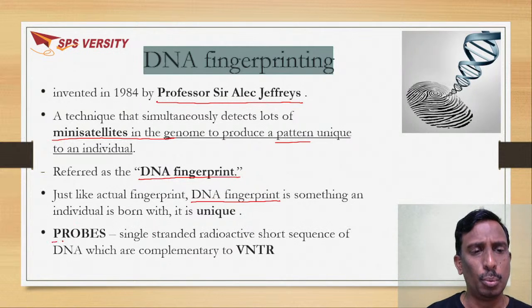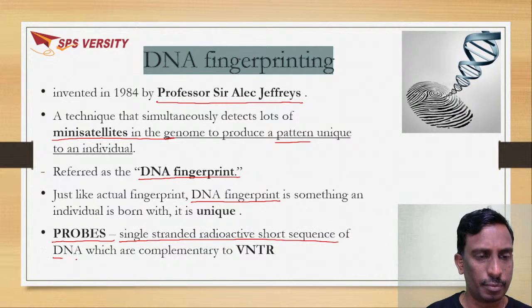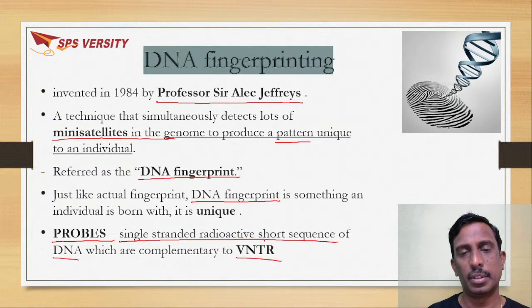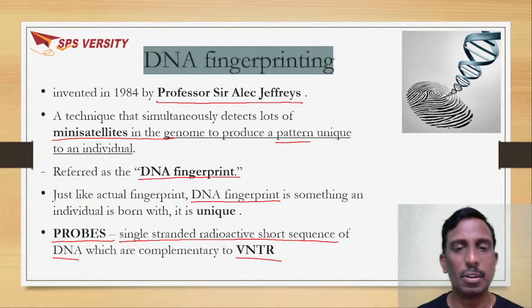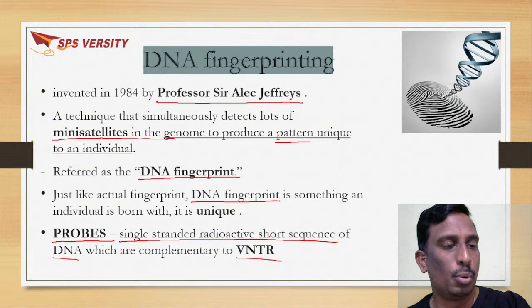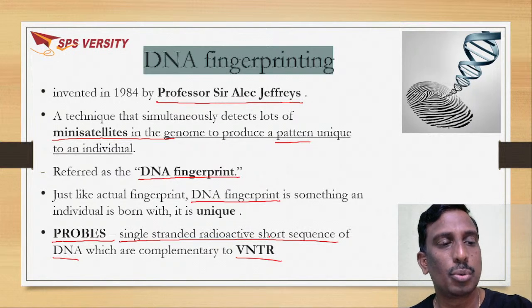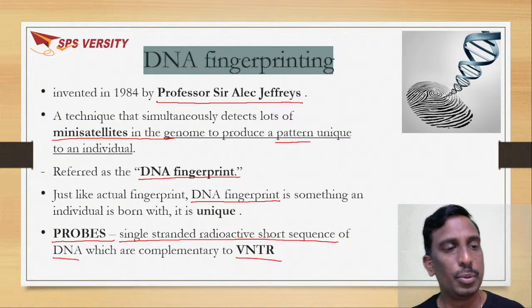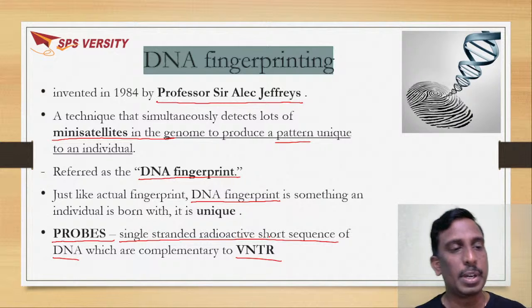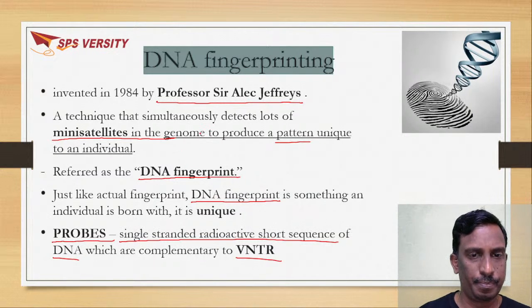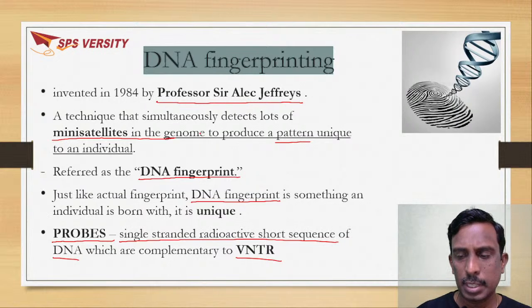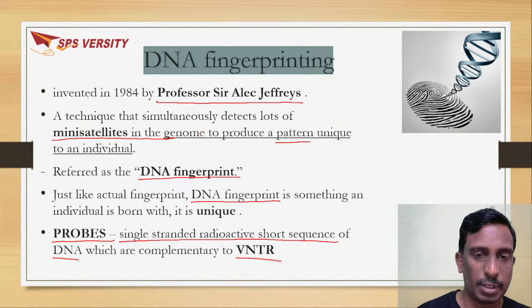By using probes. So what are these probes? These are single-stranded radioactive short sequences of DNA which are complementary to VNTR. That is, to find out the sequence of VNTR, we use probes which are complementary to the VNTR. So here these probes are radioactive short sequences of DNA which are used to find out the sequence of VNTR.